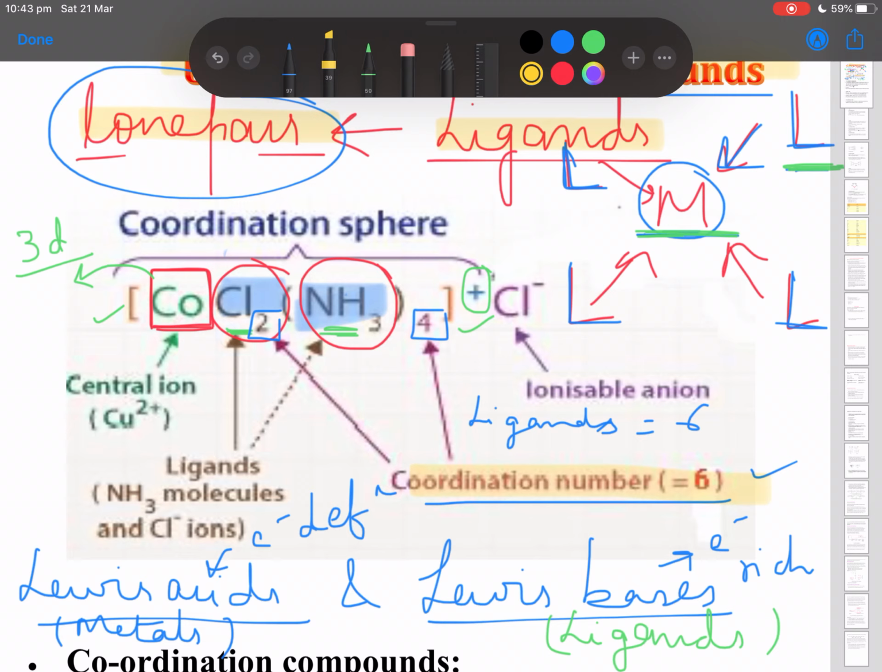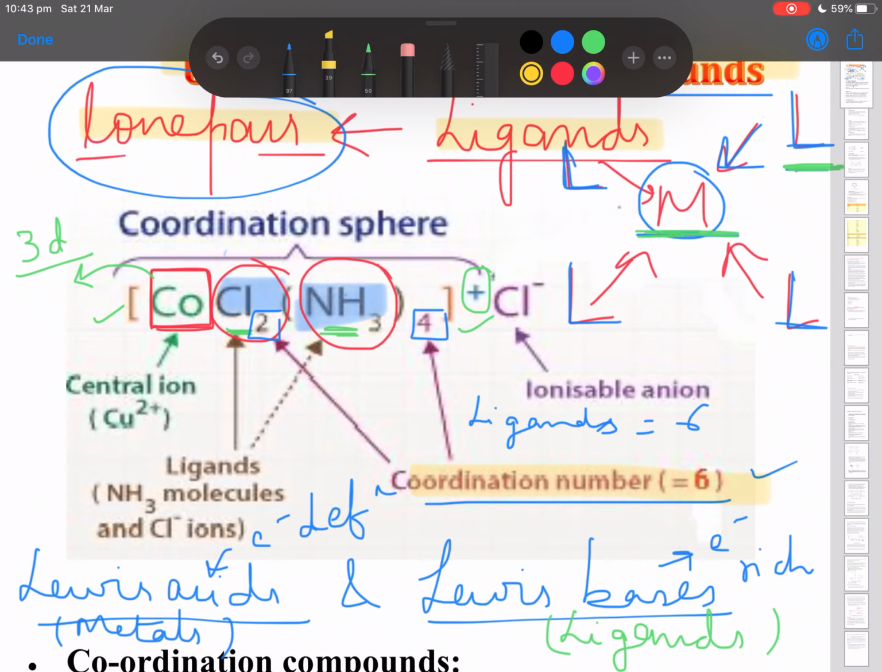Remember, another important thing to understand over here is that what is written within the square bracket, I repeat, is known as the coordination complex. And the coordination complex carries a charge. It can be a positive charge as well as a negative charge. But right now in this example, what has been highlighted is a positive charge.